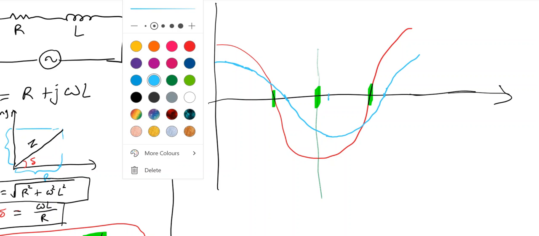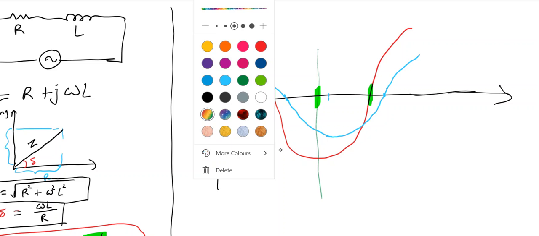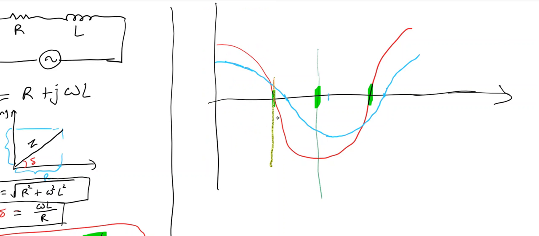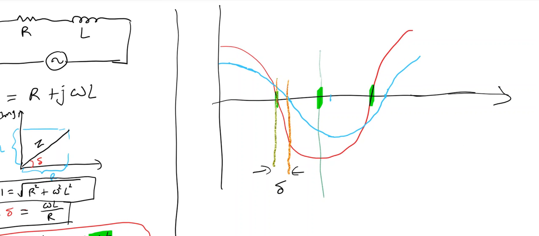Let me show you again that this difference is determined by the factor delta. The greater the delta, the greater the difference. So this is the graph of current, and this is the graph of voltage versus time.